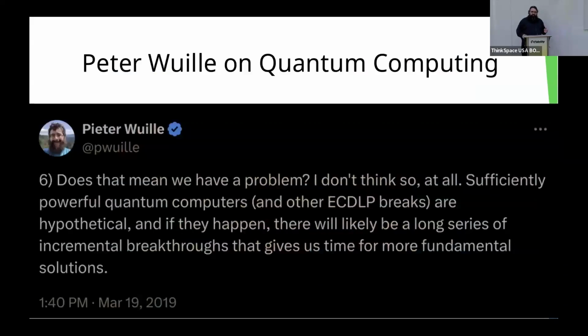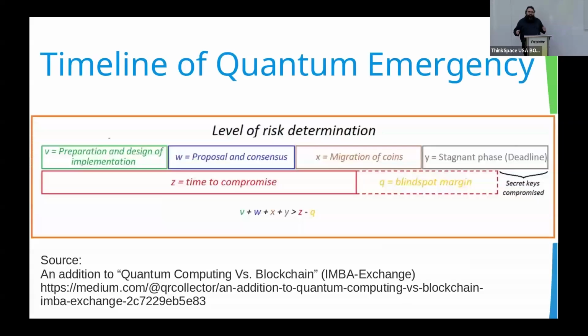So Peter Wuille, you might have heard of him. He says that sufficiently powerful quantum computers are hypothetical, and if they happen, there will be a long series of incremental breakthroughs. And what we've seen since he posted this tweet in 2019 is a long series of incremental breakthroughs, and it's potential that we'll see many more. It's very likely.